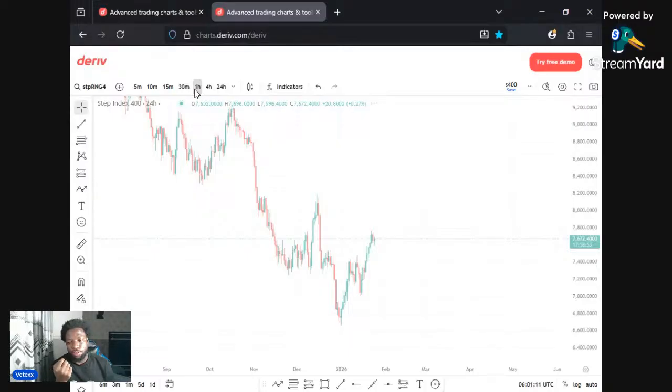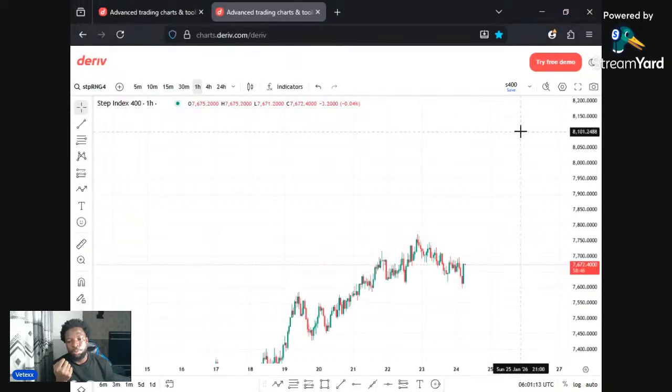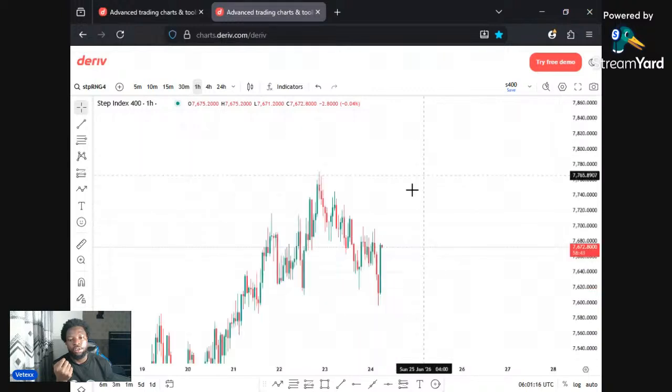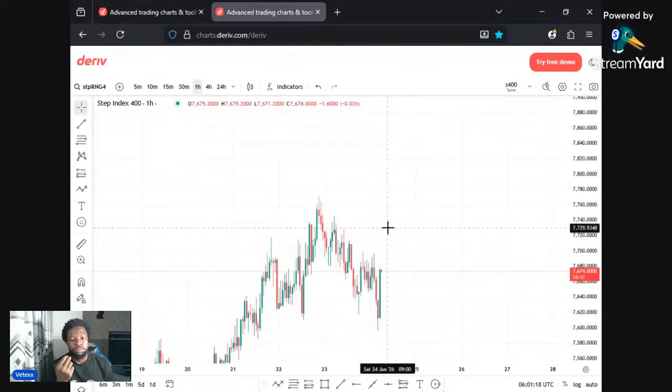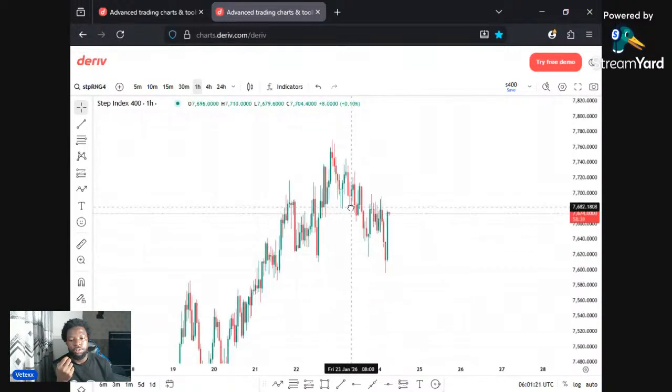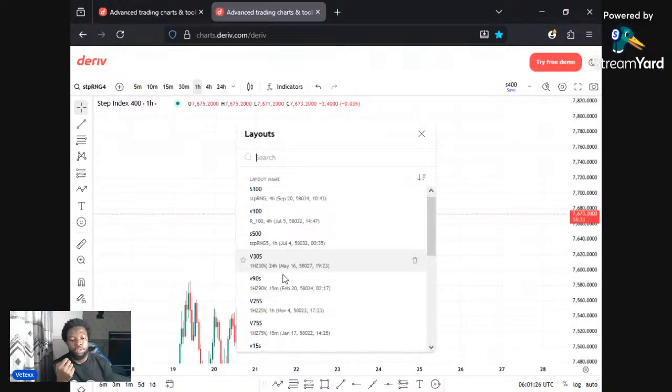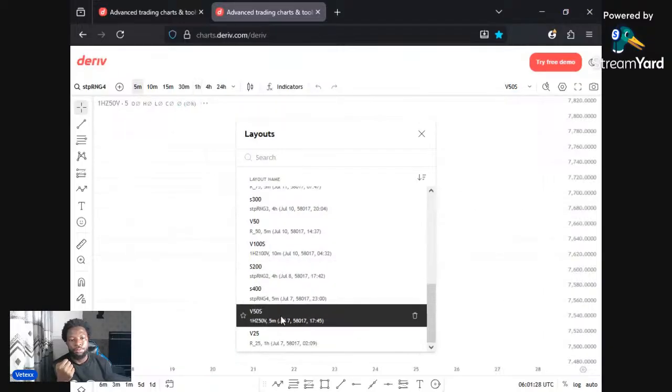Then we can start anticipating more move on it. So currently there's nothing happening on step 400. Absolutely, there's nothing happening on step 400 at the moment. So let's check out the next pair we have before we call it a day. We have V51s.